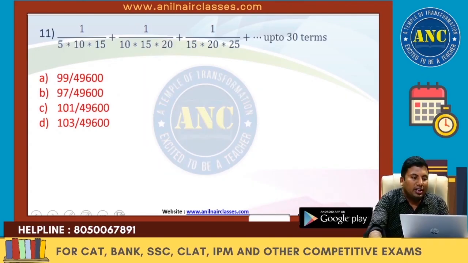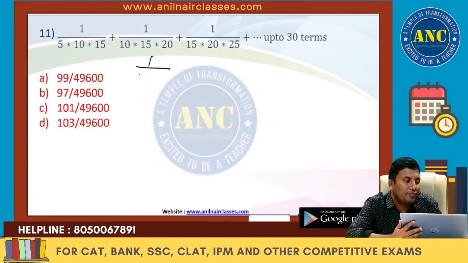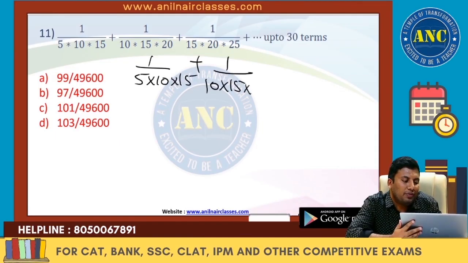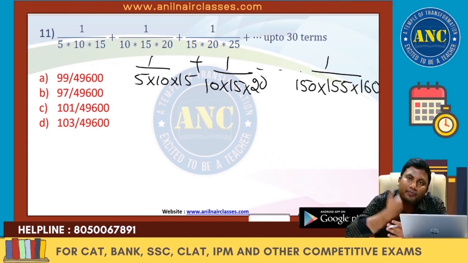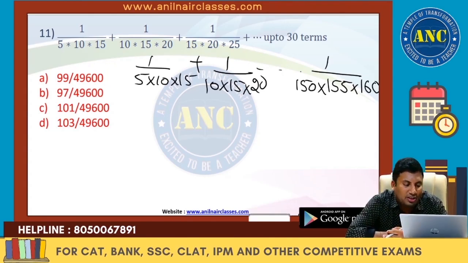11th one. Now see here. 1 by 5 into 10 into 15. Second one, 1 by 10 into 15 into 20. 5 ones are 5, twos are 1 by 30. 150 into 155 into 160. I hope it is clear. 1 by 150 into 155 into 160.